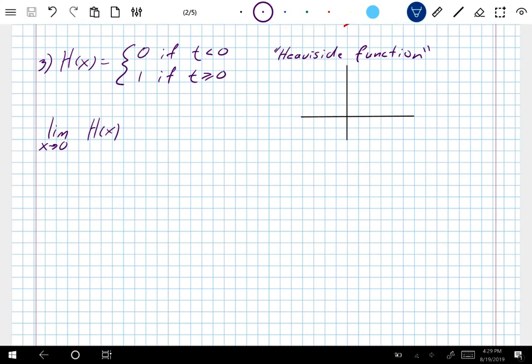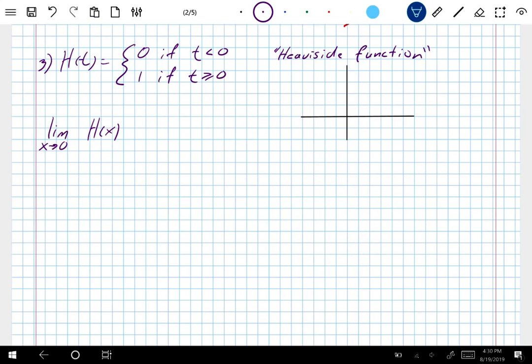This capital H is a famous function. It is called the Heaviside Function, after a mathematician whose last name was Heaviside. It has nothing to do with his weight. And it says, hey, if t is less... Oh, no. I mixed up my x's and my t's. Let's make these t's. Okay. If t is less than 0, then this function is 0. If t is greater or equal to 0, this function is 1.